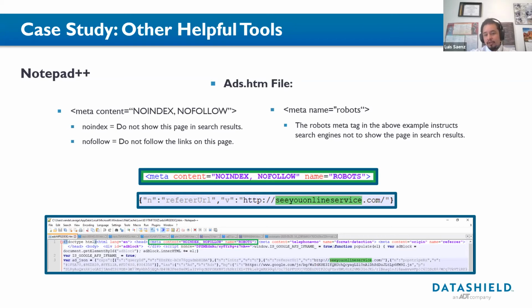ads.htm. Now, as you can see on that first box, it has content equals noindex, nofollow, which in turn means do not show this page in the search results and do not follow the links on this page. Now, we also notice that it has name equals robots. So this robots meta tag in the example instructs the search engine not to show the page in the search results. So obviously, this is fairly fishy and stuff we want to notice in our analysis.